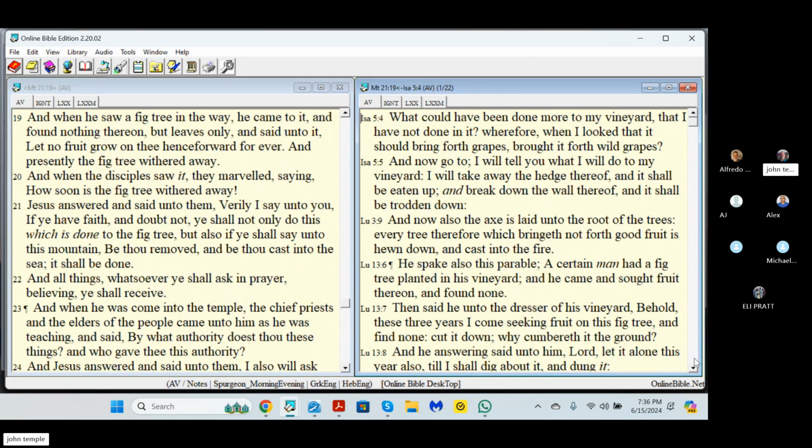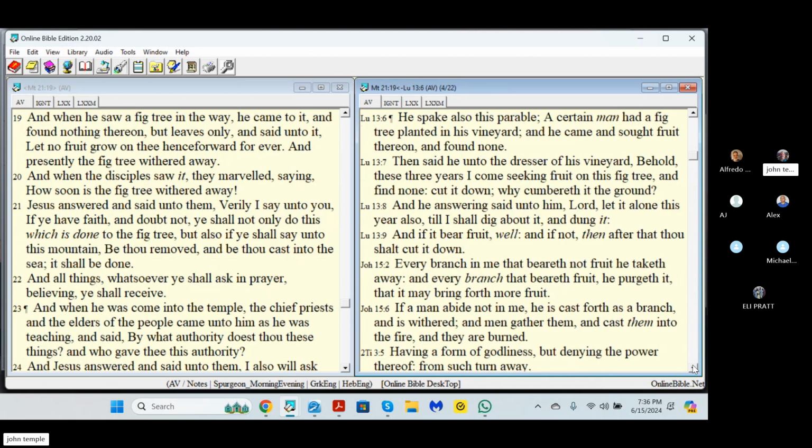A lot of good stuff here. None thereon. That's Luke 13.